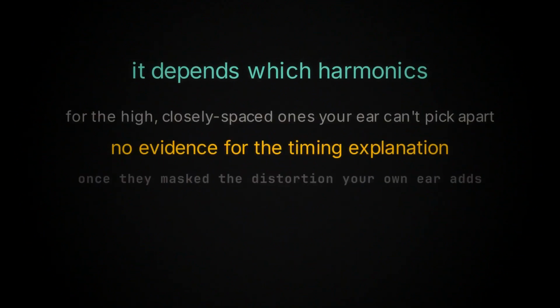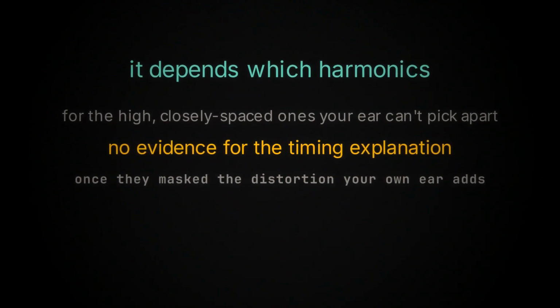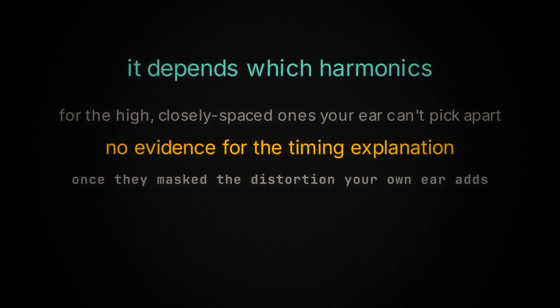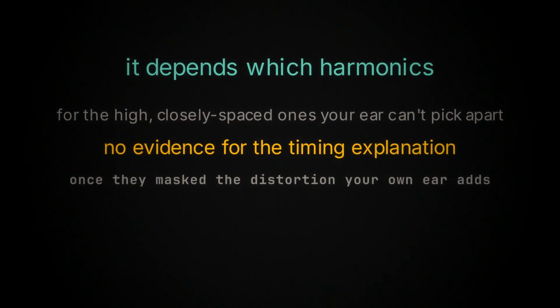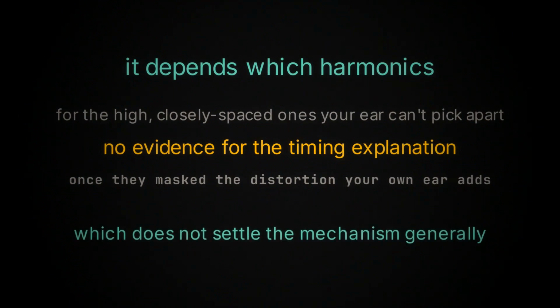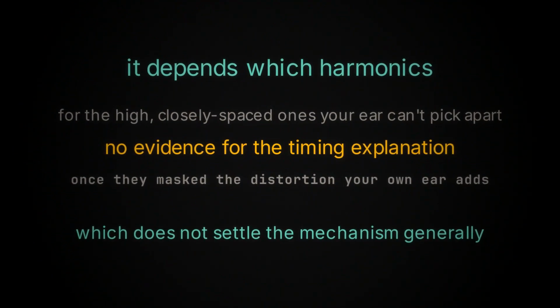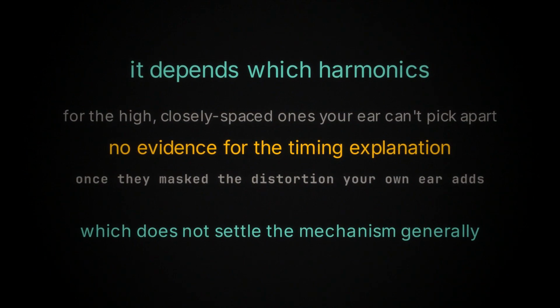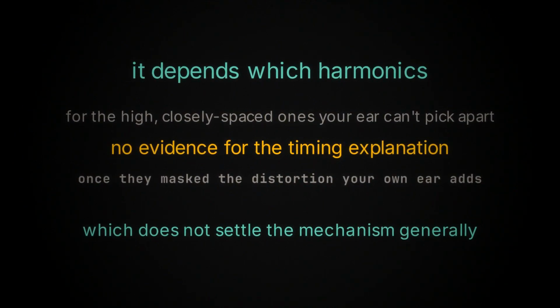And now on how it works. The honest answer is that it depends which harmonics. For the high, closely spaced ones your ear can't pick apart, the careful experiment found no evidence for the timing explanation. That was once they masked the distortion your own ear adds. Which is a result about those harmonics under those conditions. It doesn't settle the mechanism generally.